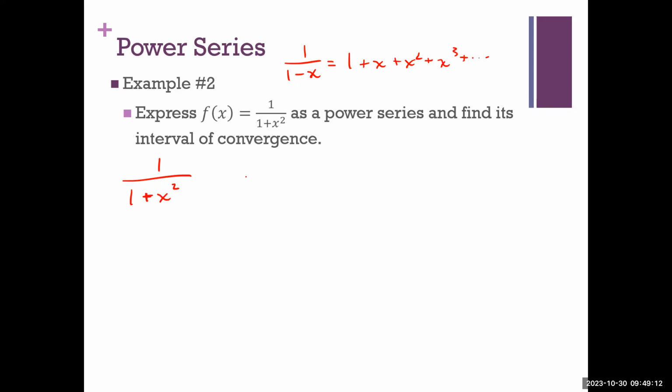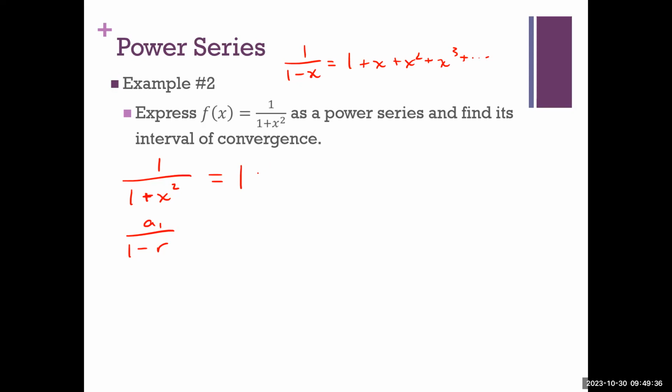The first term is 1. The common ratio is negative x squared. How'd you get negative x squared? Well, if it's 1 minus r, and then it's plus x squared, you have to put the sign. Okay. Good. So can we write out a few terms here?